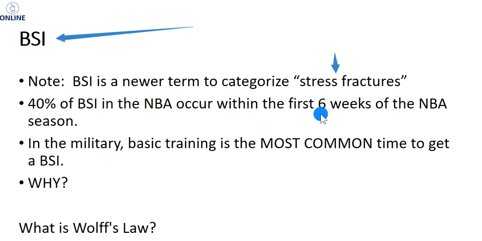And we know that within the first 6 weeks there's a lot of accumulative loading and impact that the player sustains, so the lower extremities can be susceptible to a lot of these forces because they're not accustomed to them coming off the off season. In the military, we know in basic training and the beginning of transitioning to the military, that's the most common time to get these bone stress injuries.